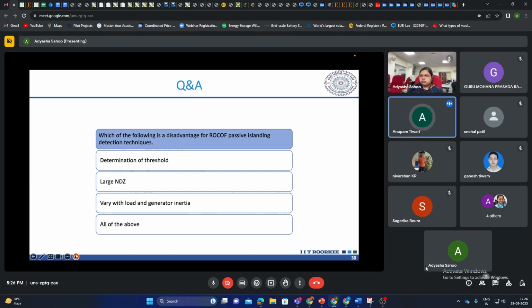So large NDZ. Okay, we got one, large NDZ. Anyone else? ROCOF, basically rate of change of frequency.